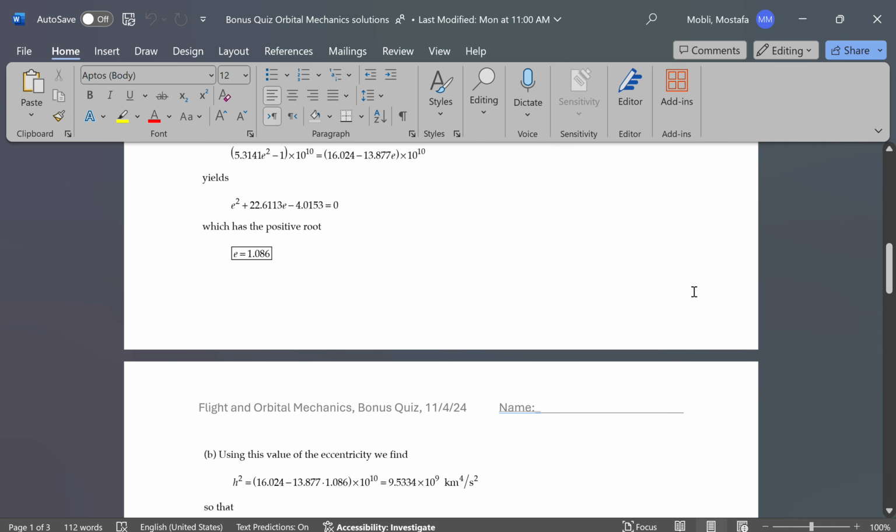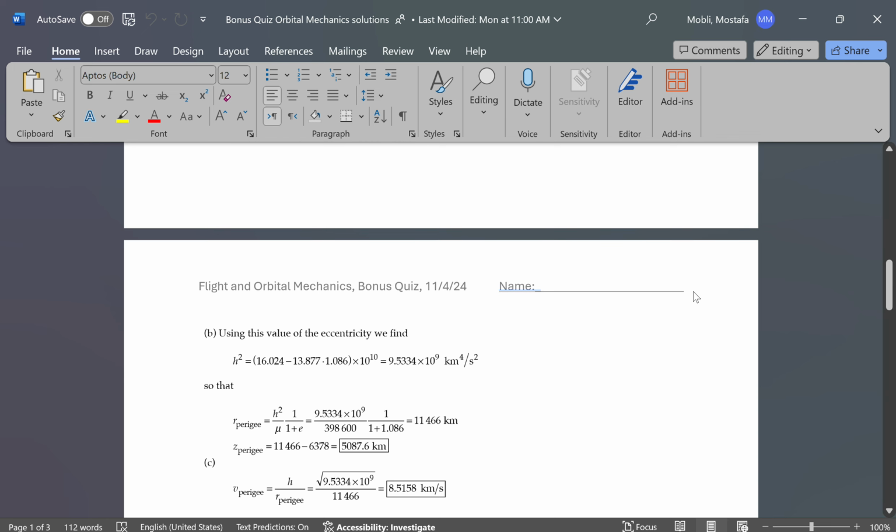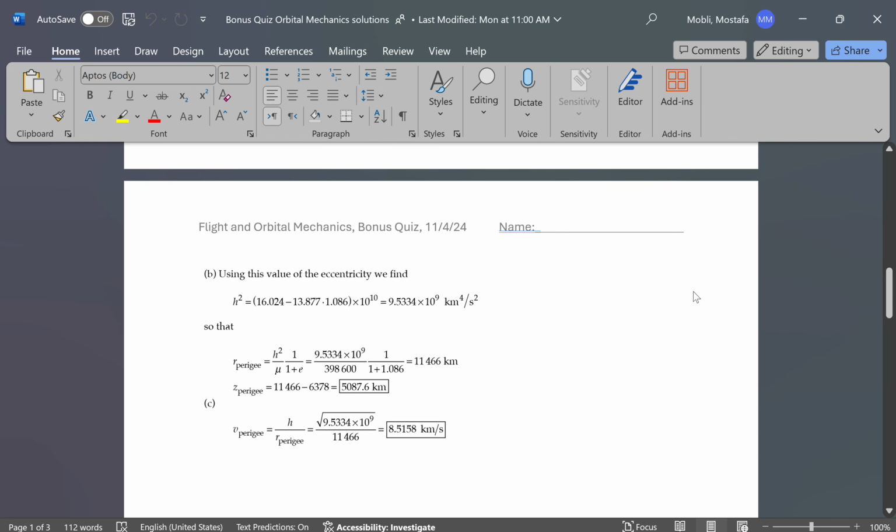1.086. Eccentricity 1.086. Angular momentum we can calculate to be 9.53 times 10 to the power 9. That's h squared, I have the value for h squared, not h. So 9.53 times 10 to the power 9. What are the units for these two? What is the unit for eccentricity? What is the unit for h squared?